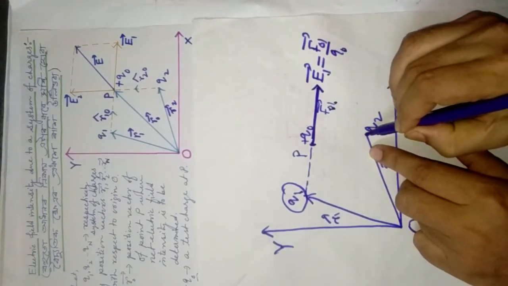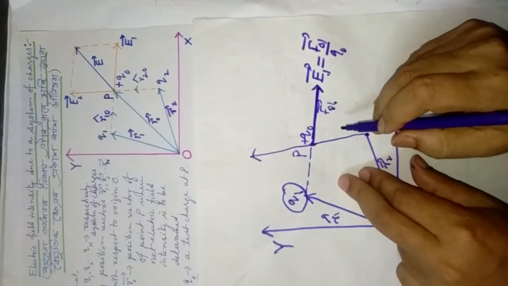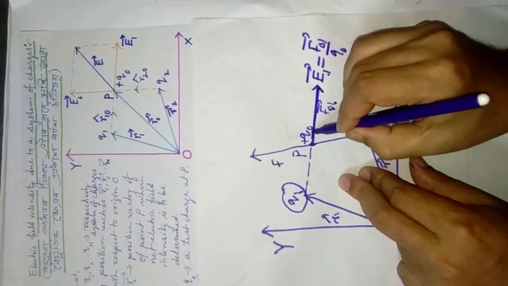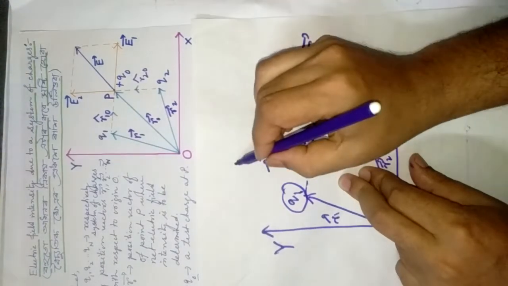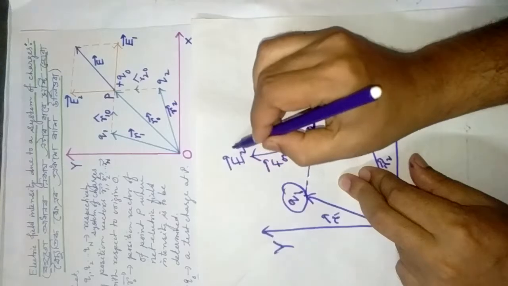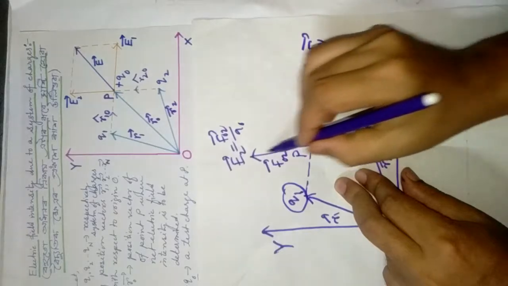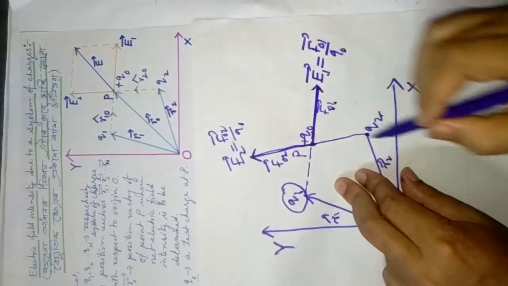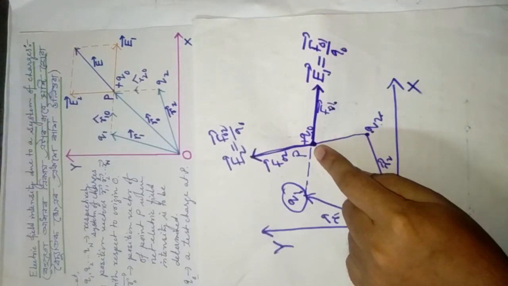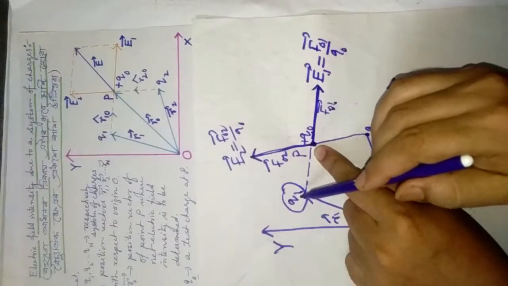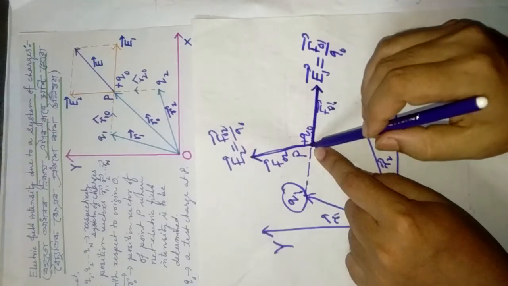Similarly, q2 will also repel this charge along this direction, giving the force on charge q0 due to q2, and here also E2 equals F02 divided by q naught. This is the direction of E2, the electric field intensity due to q2. That means at point P you have two electric field intensities: one due to charge q1, E1, and another due to q2, that is E2.